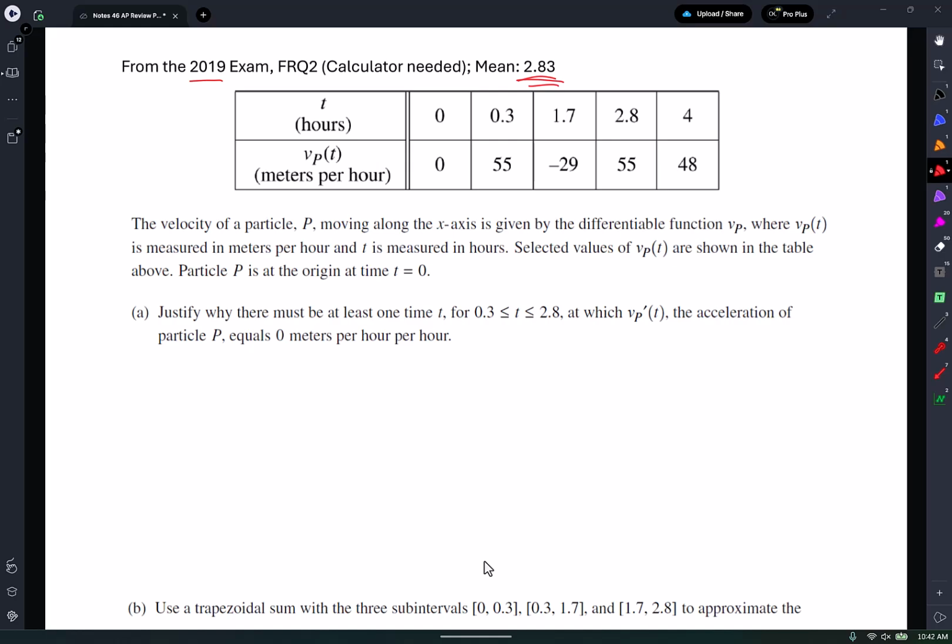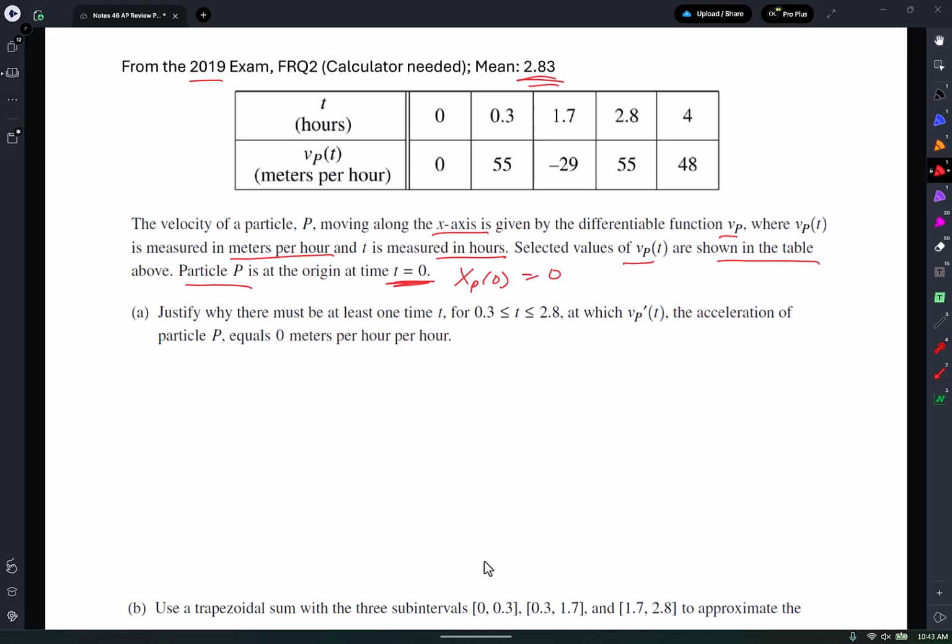All right, you guys ready? Miss Pham, do you want to read this question, please? Velocity of a particle p moving along the x-axis is given by the differential function velocity of p, where dt is measured in meters per hour and t is measured in hours. Selected values of velocity p are shown in the table above. Particle p is at the origin at time t equals 0. Okay, that might be good to know. X of p at 0 equals 0. All right, are we still okay?